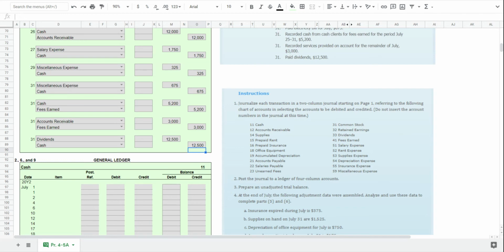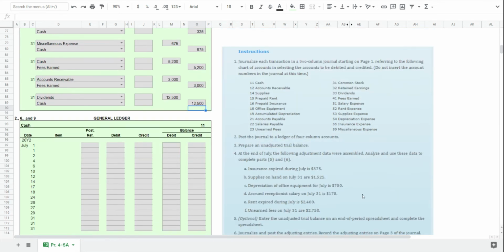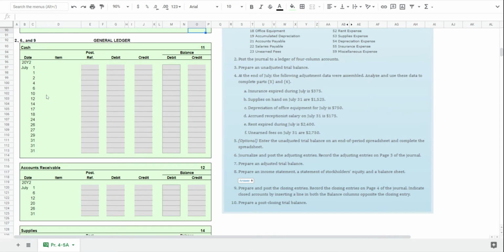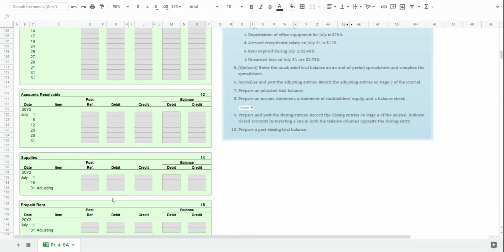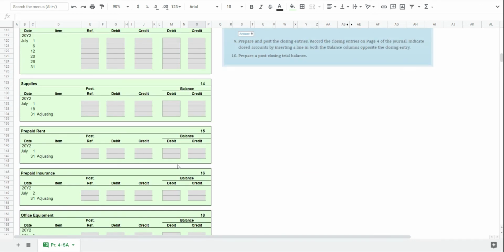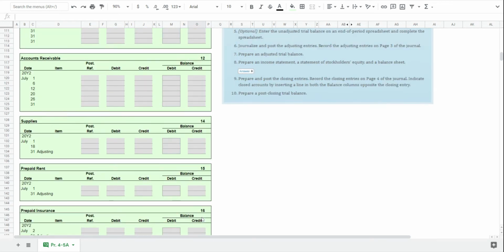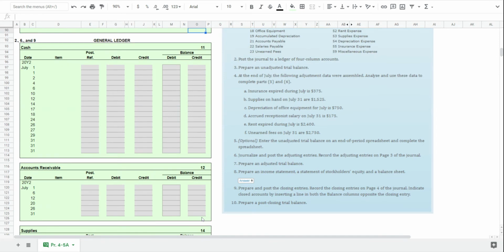Now I just want to show you a couple entries for number two, post the journal to a ledger of four column accounts. The ledger is already set up for us here. You'll notice that we have the name of the account, the number of the account. All of these accounts are brand new. They don't have any opening balances, but for a continuing business, you would see an opening balance carrying forward from the previous month. And you'll notice that we have ledger accounts set up for all of the accounts that we're going to use. And some of them have more lines than others, simply because that's what we know that we need for this problem.